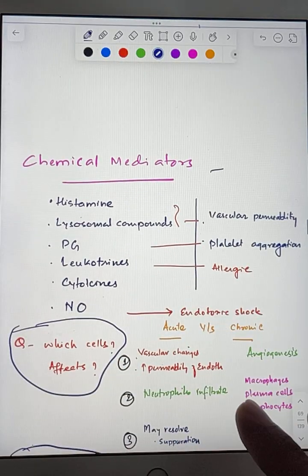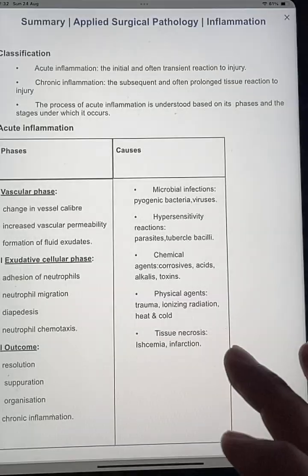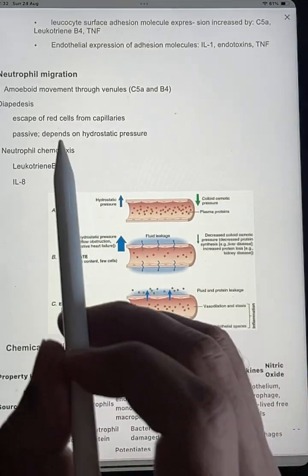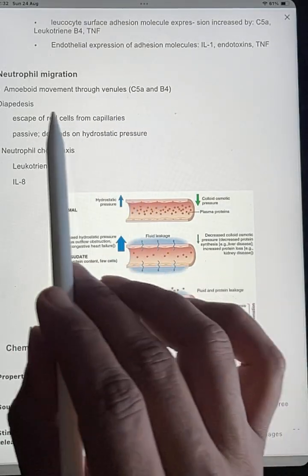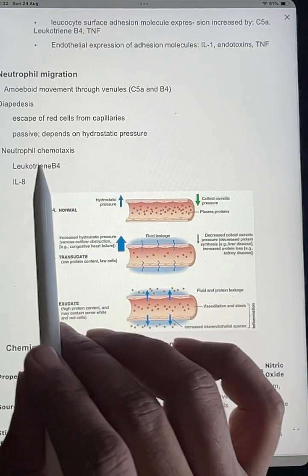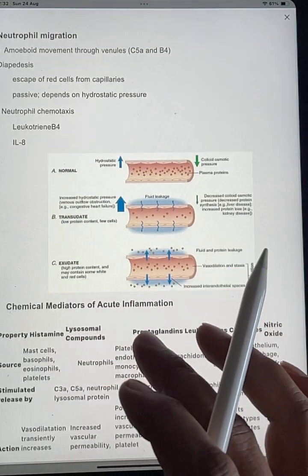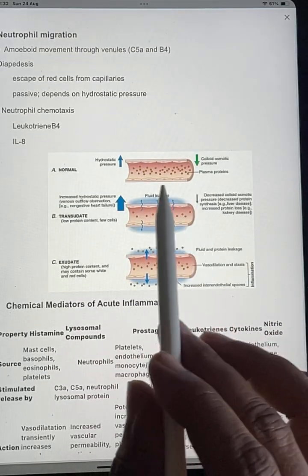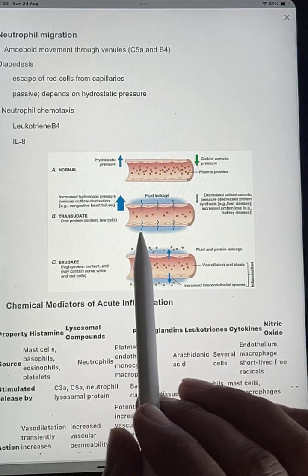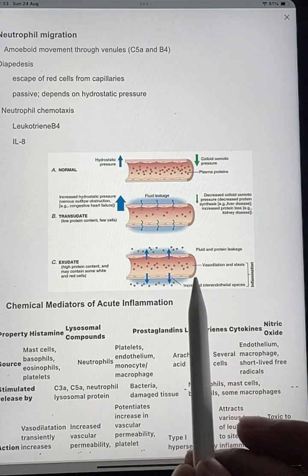Now, mediators of inflammation. Now see how a neutrophil moves to the venules. See diapedesis, escape from the vessel capillaries passively through hydrostatic pressure; neutrophil chemotaxis, interleukin 8. Here you can see hydrostatic pressure is increased and colloid osmotic pressure is decreased. Normally in transudate and exudate, in one a lot of proteins are leaking from the vessels, while in the other proteins are not leaking, only fluids are coming inside.